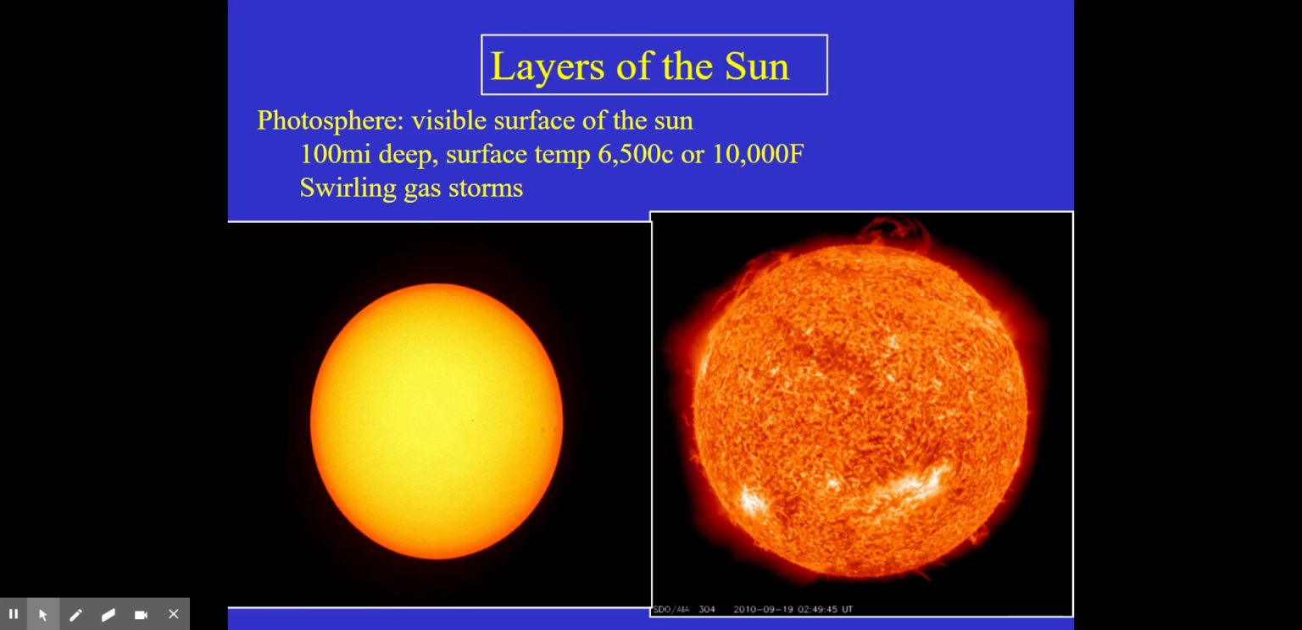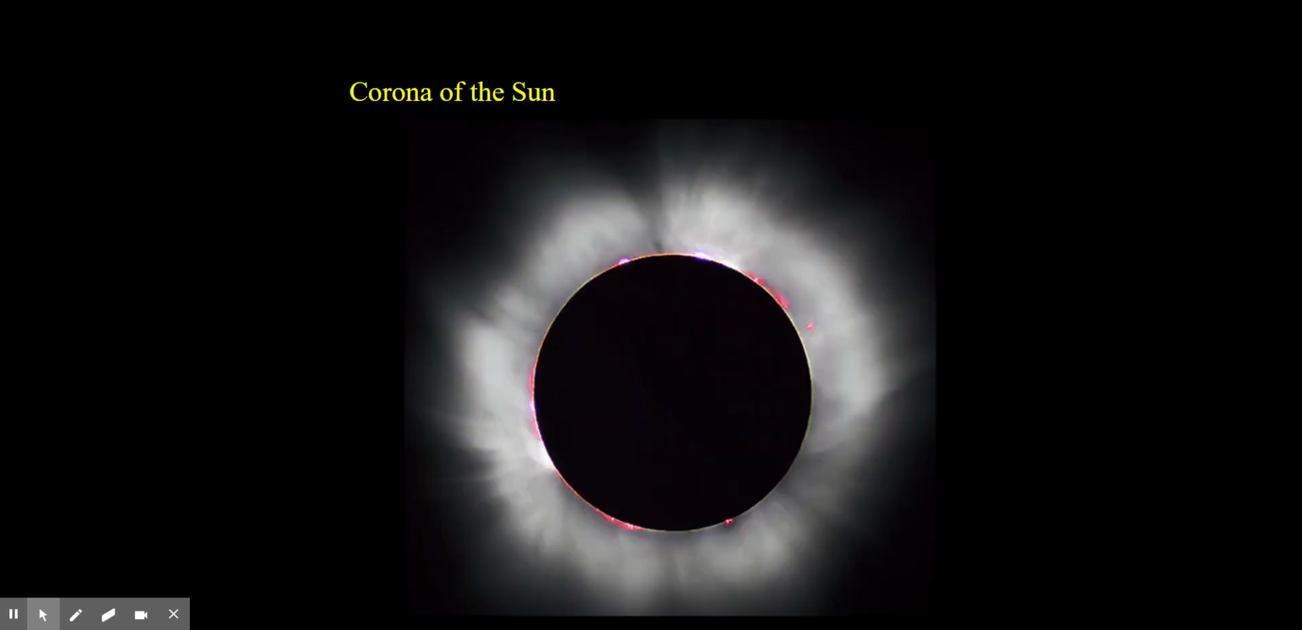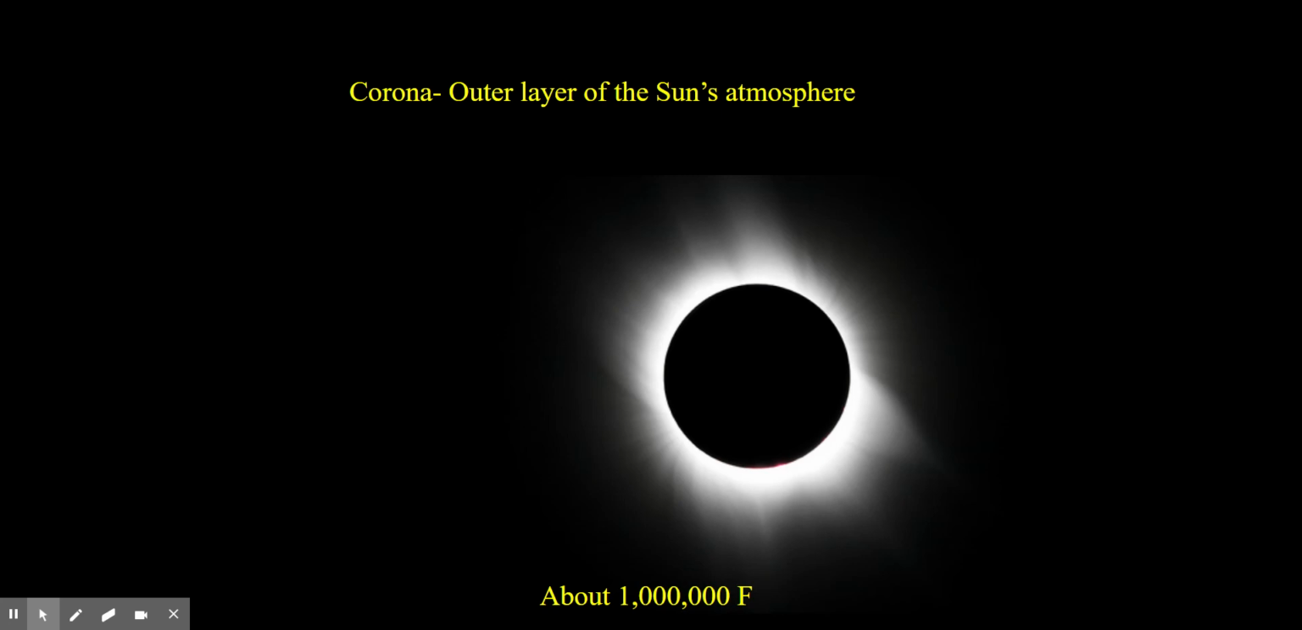There's one more layer of the sun, and that is known as the corona. Not coronavirus, not Corona the beverage, but the corona of the sun is this ring shape that extends outward and undulates and changes from the sun's surface. The corona itself is about 1 million degrees, and scientists are a little bit mixed as to why the temperature goes up from a surface temperature of 10,000 degrees Fahrenheit all of a sudden to 1 million degrees Fahrenheit.